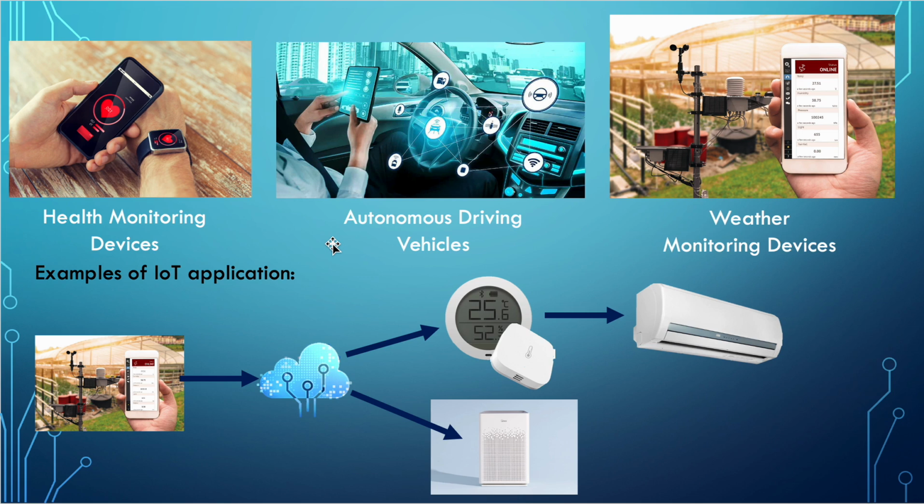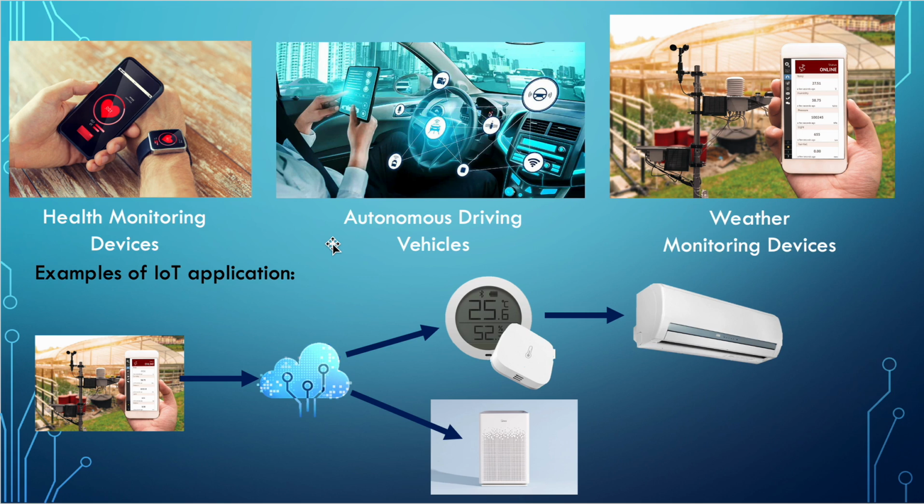So some vehicle companies use LiDARs in conjunction with other sensors, including cameras, to have an autonomous driving vehicle. So an autonomous driving vehicle which is connected to the internet is again a good example of IoT.